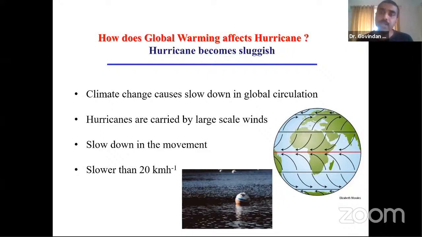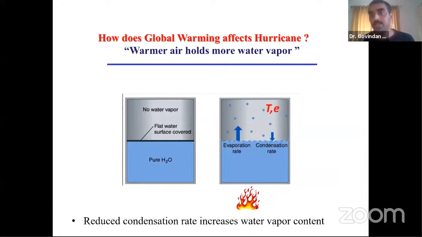So with climate change, we are expecting that the cyclones will move slowly. And that is seen in Hurricane Harvey. It has produced unprecedented rainfall. I'll explain this to you, though it is a very sophisticated idea.